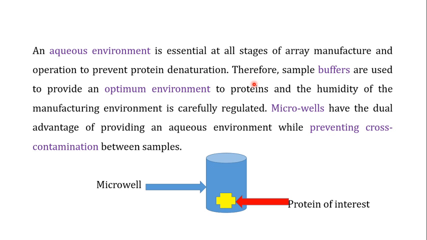Therefore, sample buffers are used to provide an optimum environment to proteins, and the humidity of the manufacturing environment is carefully regulated. Now, what these microwells do is that if this is one of the microwells of a protein chip, it has a dual advantage. One, it is providing a buffered aqueous environment to the protein. Secondly, it is also preventing the cross-contamination between samples. So if this is the microwell, this can be your protein of interest. So you're actually providing a buffered aqueous environment to the protein so that it does not lose its particular 3D structure.